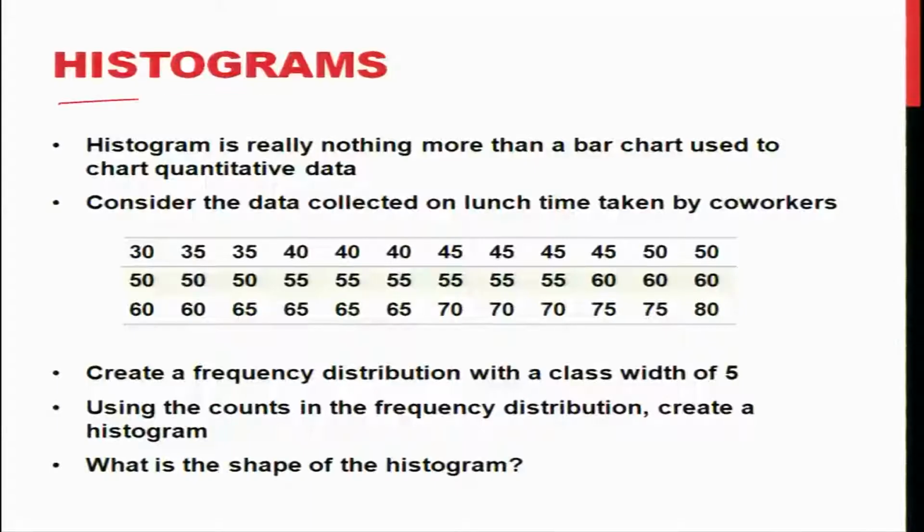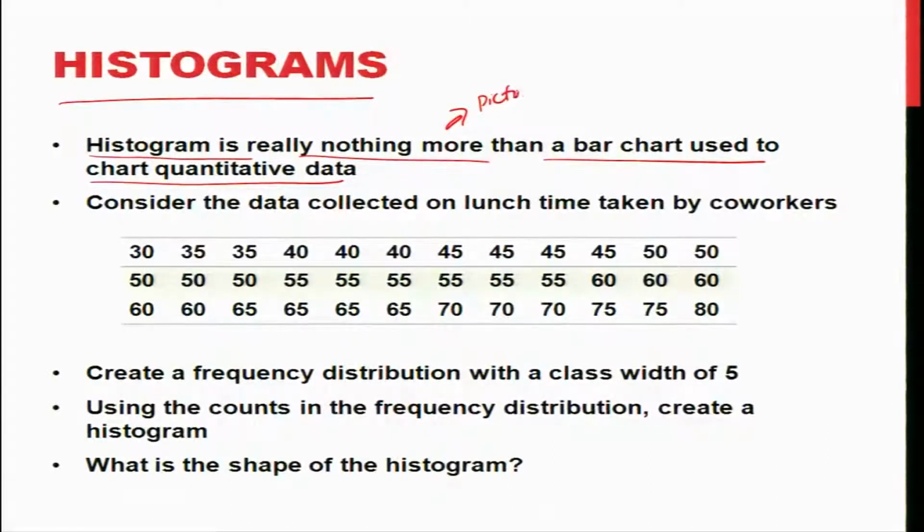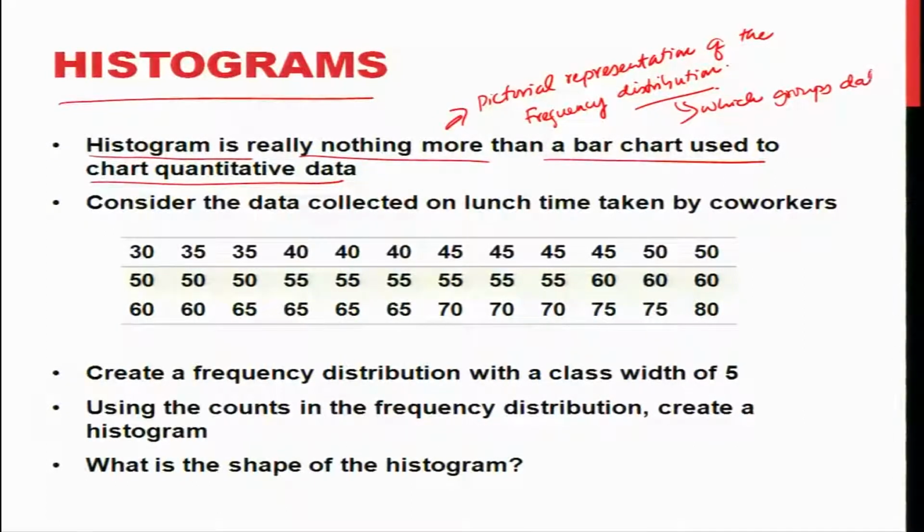So let's first talk about histograms. We already talked about what a histogram is. We have defined that a histogram is a pictorial representation of the frequency distribution. A histogram is really nothing more than a bar chart used to chart quantitative data. And the frequency distribution groups data into classes. We have seen this in the earlier lecture. So a histogram is a pictorial representation of the frequency distribution which groups data into classes. The quantitative data is put into classes.